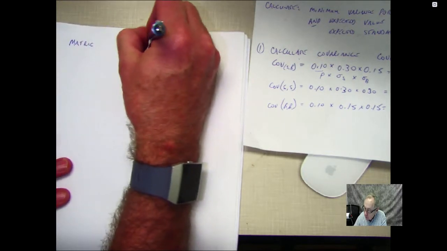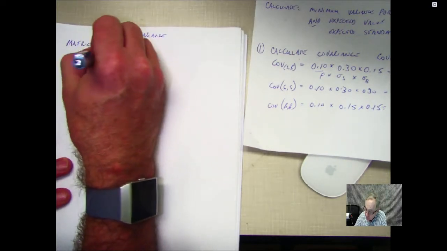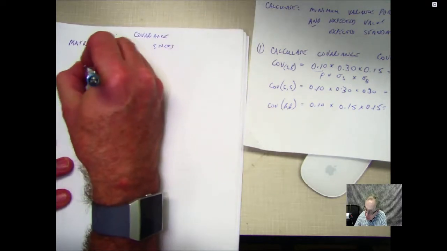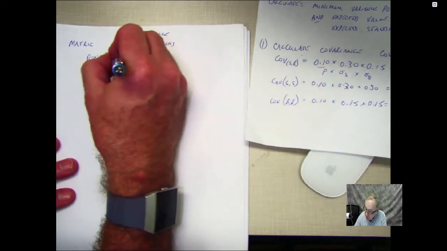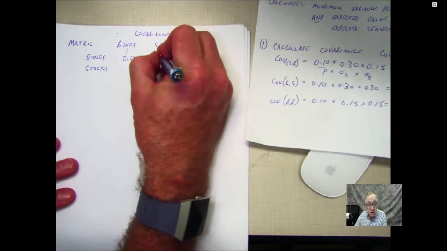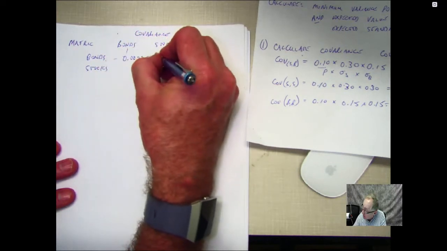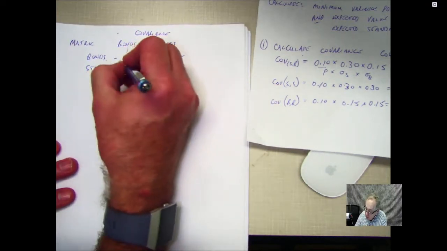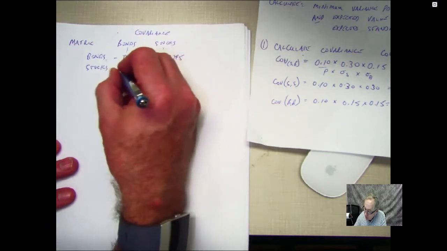Next, we can build up a matrix of our variances, or covariances more correctly. For bonds and bonds, 0.0225. For bonds with stocks, 0.0045, and this is the same for stocks with bonds, 0.0045. And for stocks with stocks, 0.09.